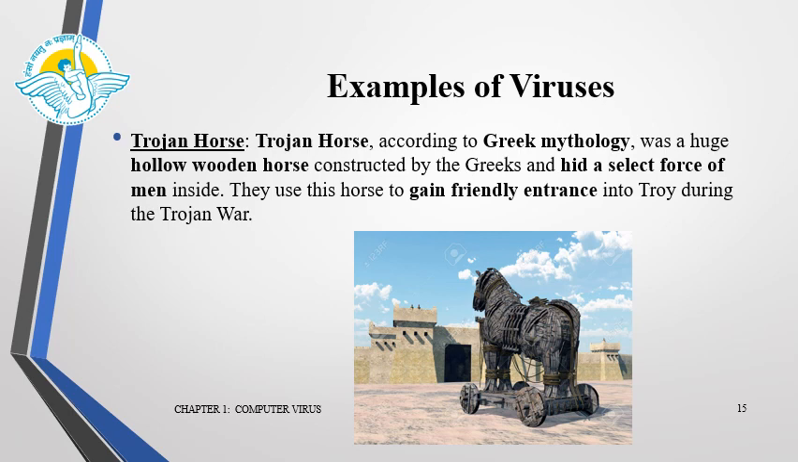Another example is Trojan Horse. Trojan Horse, according to Greek mythology, was a huge hollow wooden horse constructed by the Greeks and hid a select force of men inside. They used this horse to gain friendly entrance into Troy during the Trojan War.